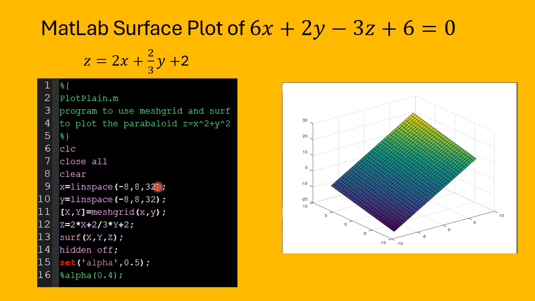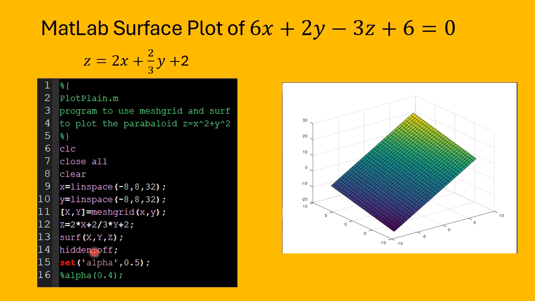So this will produce a list. Similarly, we'll let y be a list with elements going from y equals minus 8 to 8 with 32 elements in that list also. Then we will have [x, y] equals meshgrid(x, y), and that's going to produce a couple lists here. Then z will be 2 times x plus 2/3 times y plus 2. We will then produce the surface using the x, y, and z arrays that were created up here.